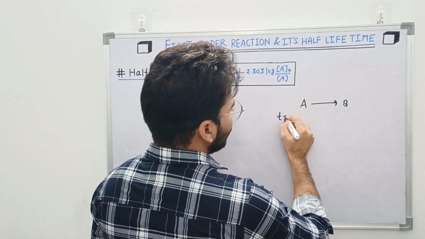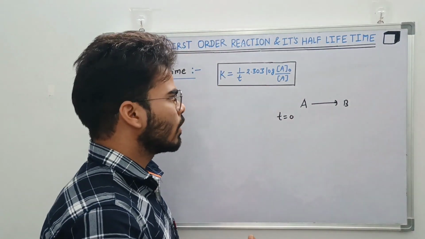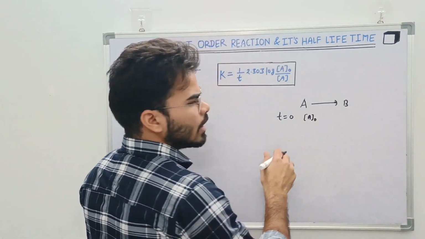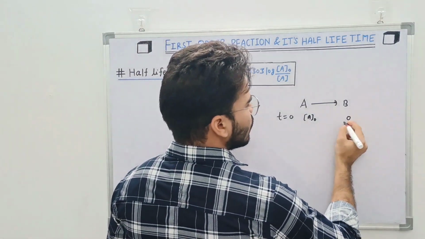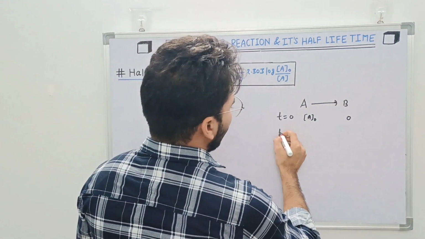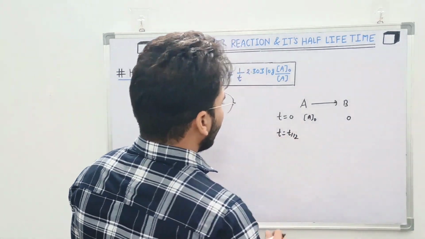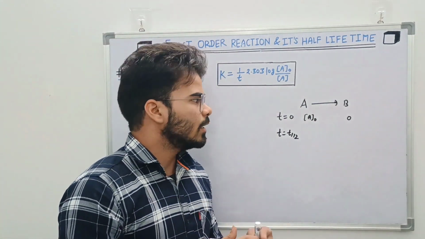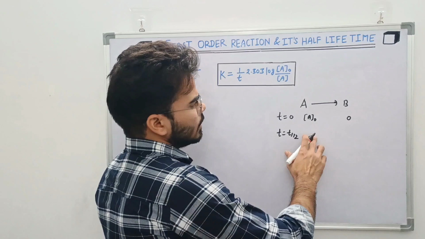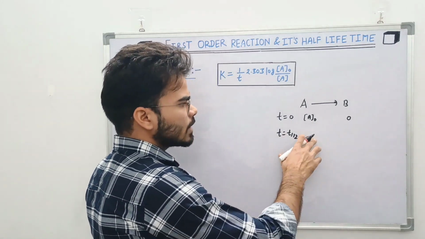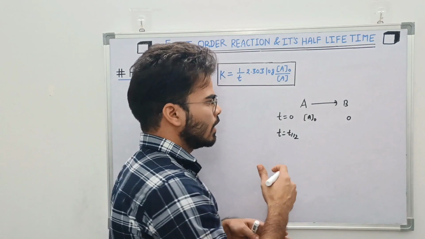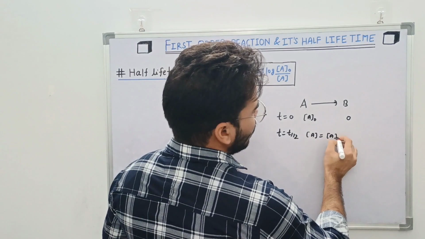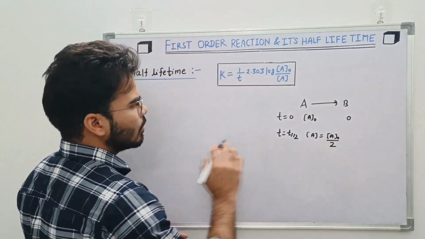So at time t is equal to 0, our reactant concentration is, let's assume, A0. Our product concentration is 0. And at time t is equal to t half, T half means half lifetime for a reaction. What do you mean by half lifetime? It means our 50% reaction is complete. It means 50% of the reactant is converted into products, then our final concentration will be half of the initial concentration, that will be A0 by 2.